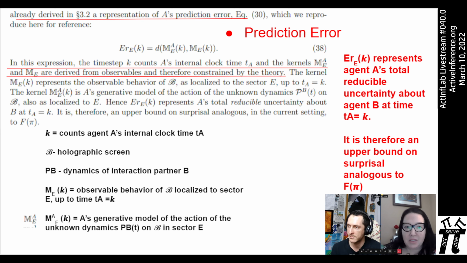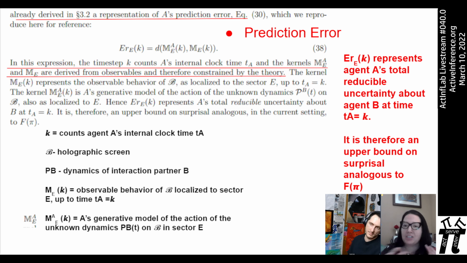So here, this equation, prediction error, is ER sub E parentheses K. This is the agent A's total reducible uncertainty about agent or system B at time TA equals K. So this is like the uncertainty about another system within the environment.